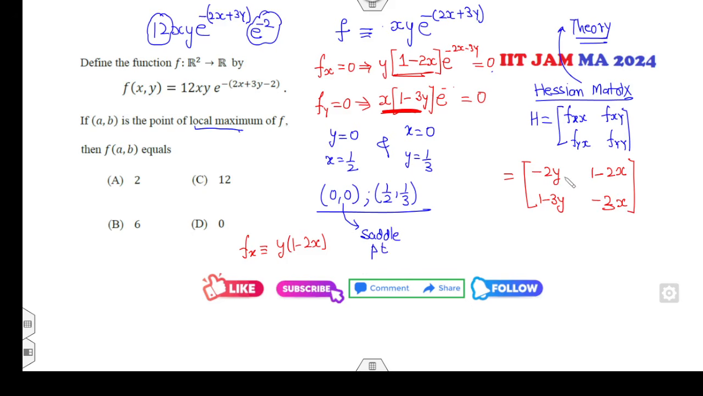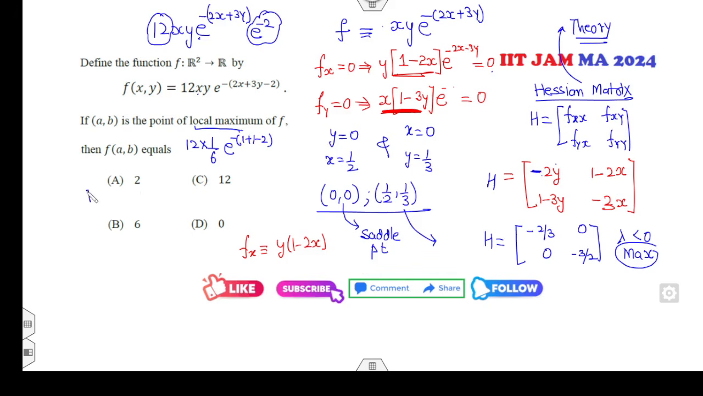Fine. Now clearly say the point (0, 0) is my saddle point. Why? Because at the point (0, 0) the first term is my 0. Fine. Whenever the first term is 0, that is a saddle point. Now at the point (half, 1 by 3), it's a y, so that will be minus 2 by 3, 0, 0 and it is minus. Now as you can see, both the eigenvalues are less than 0, therefore the point is maximum. So once the half and 1 by 3 is maximum, you can substitute in the given equation. 12 into 1 by 6 e raised to power 1 plus 1 minus 2. Answer is 2, the right answer of the problem.